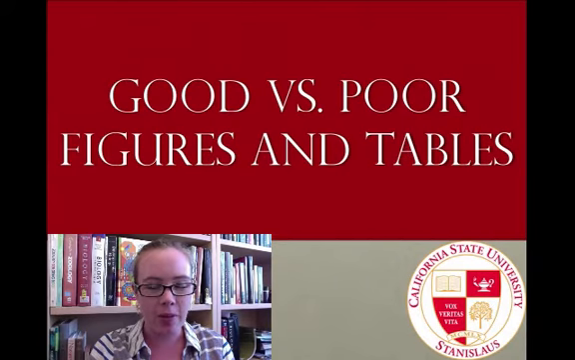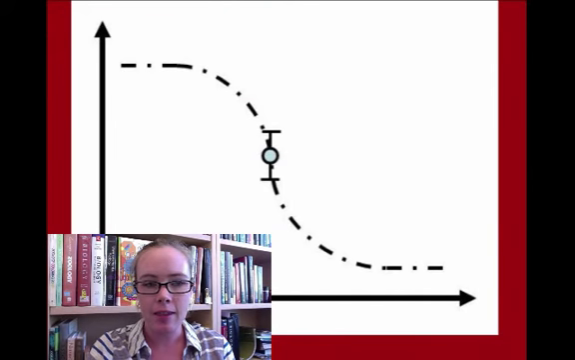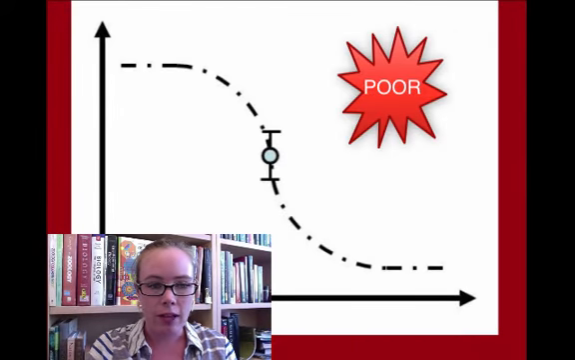Now we're going to talk about the differences between what is considered a good and a poor figure or table. And figures include any graphs or pictures. This is a nice and simple graph, but unfortunately it doesn't have any labels. Therefore, it is not a good graph. We don't understand what this information is trying to show because there's no labels telling us what the units are.